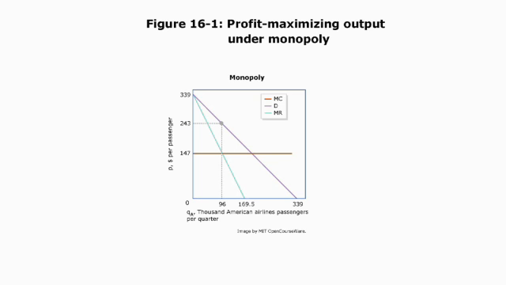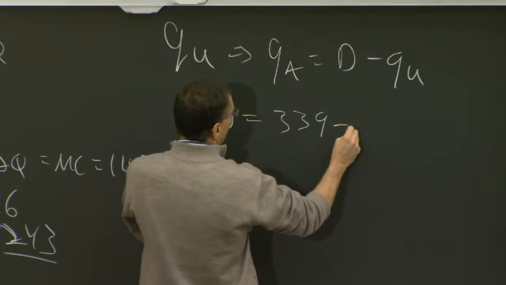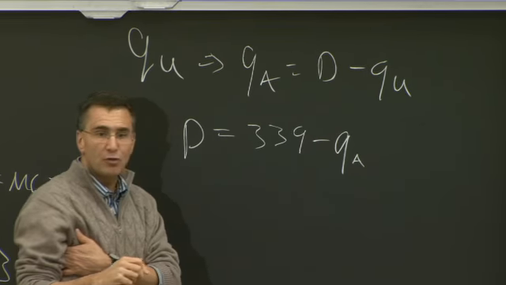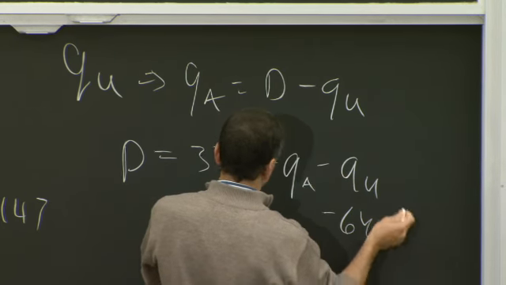Okay? So for example, let's say that American just guesses that United will fly 64,000 passengers. Let's say American says, look, I got some corporate spy who's told me that United will fly 64,000 passengers. So what you want to do is resolve the problem using the residual demand. If United is going to fly 64,000 passengers, then my residual demand is that price equals 339 minus the quantity I sell, Q sub A, minus Q sub U, which I think is 64,000, which is 64.